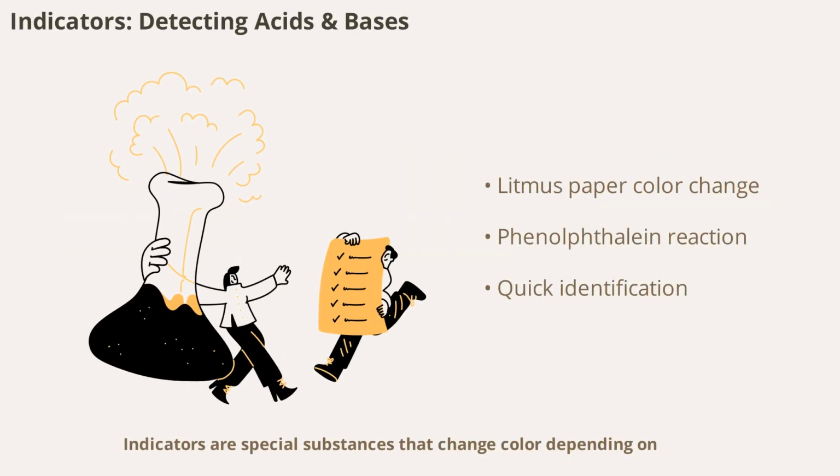Indicators are special substances that change color depending on whether they are in an acidic or basic environment. They help us identify if a solution is acidic or basic without tasting it. Common examples include litmus paper, which turns red in acid and blue in base, and phenolphthalein, which is colorless in acid but pink in base. These simple tools are essential in laboratories and even in classrooms for quick tests.